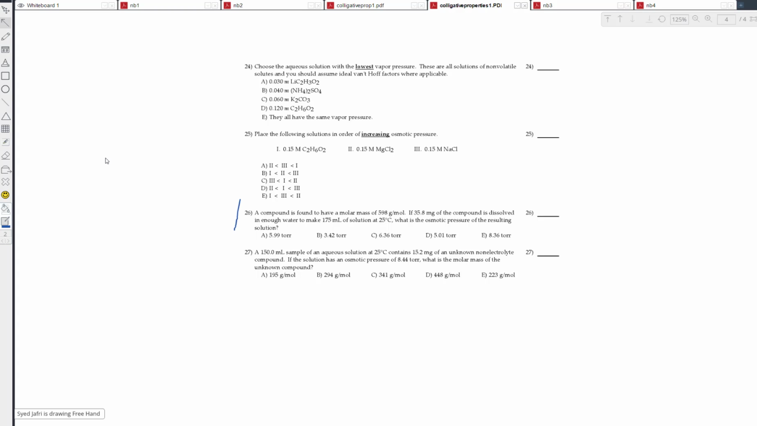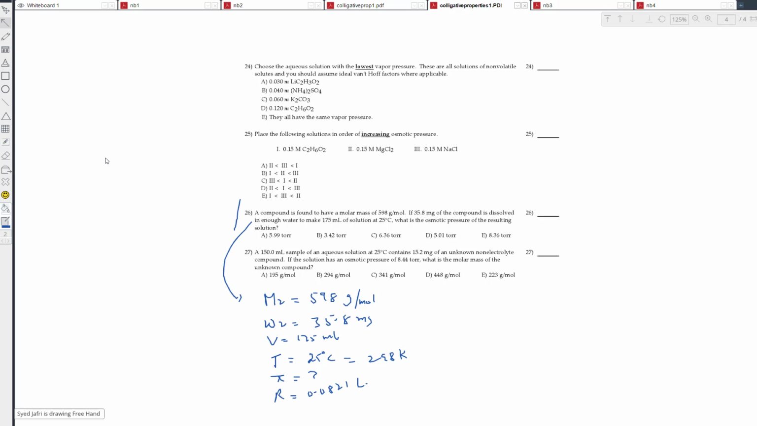First let's write the data, what information we have. What is the molar mass of the solute? 598 grams per mole. What is the weight of the solute? 35.8 milligrams, dissolved in how many ml? 175 ml. What other information is given? Temperature, 25 degrees Celsius, which converted into Kelvin gives 298 Kelvin. And what are they asking? π, the osmotic pressure. The R value you already know, 0.0821 liter atmosphere per Kelvin per mole.